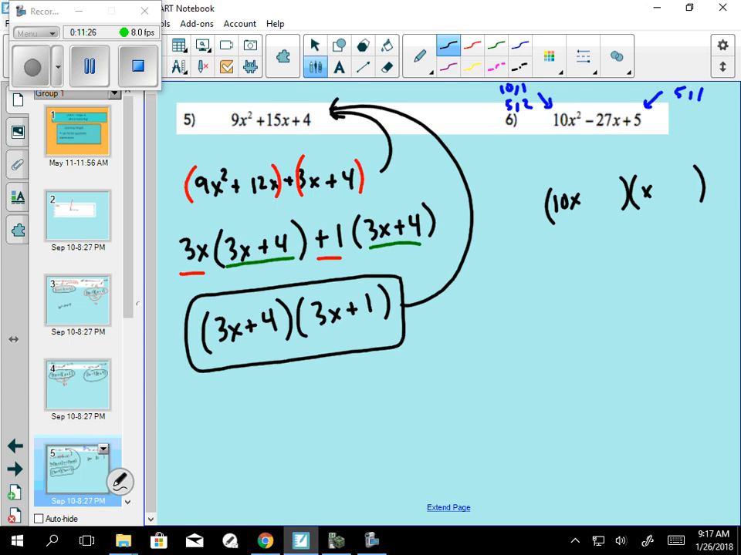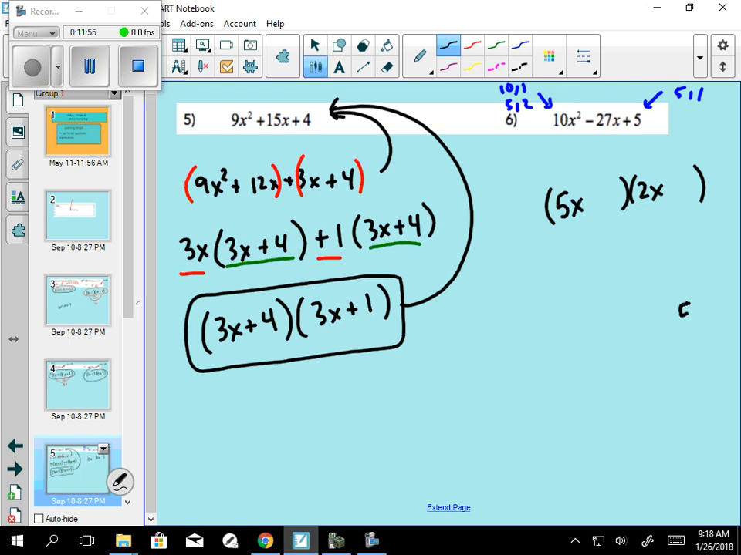So is there a way to get 27 with 5 and 1 if we multiply one of these by 10? If we times this by 10, that'd be 50 and 1. Can't get 27 from 50 and 1. If we multiply the 1 by 10, we'd have 10 and 5. Can't get 27 from that either. So this one must not be 10x and 1x. It must be the 5 and 2. So let's do 5x and 2x.